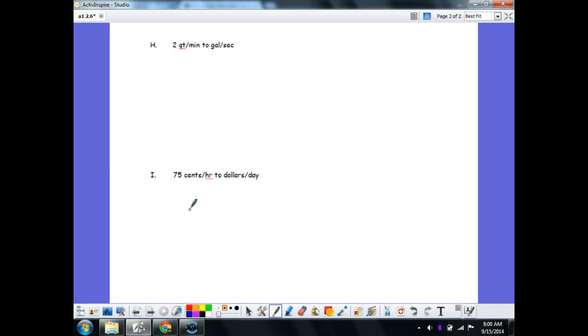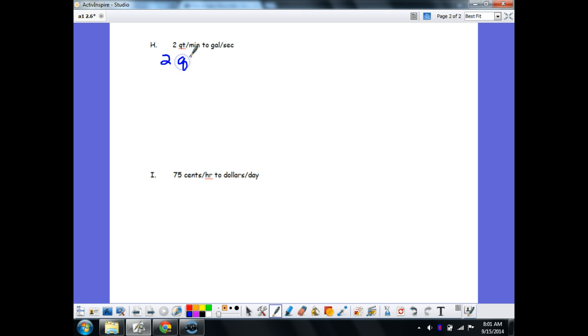In the second video today, instead of just converting units, we're going to actually convert rates. For example, 2 quarts per minute, that's a rate. How many quarts in 1 minute? We're going to convert that to gallons per second. So there are actually 2 conversions going on at once here.